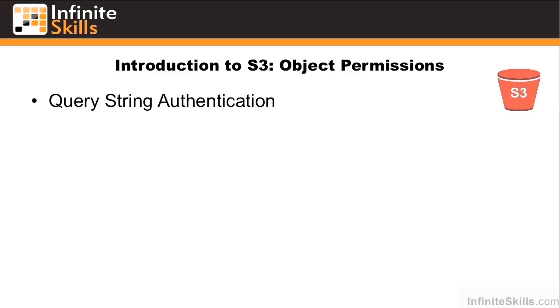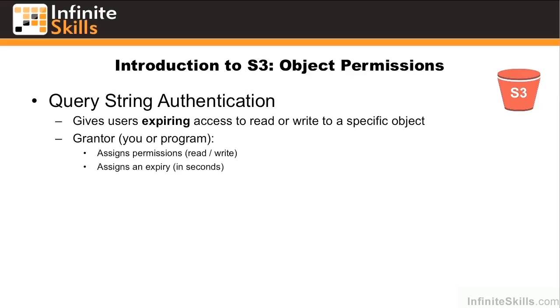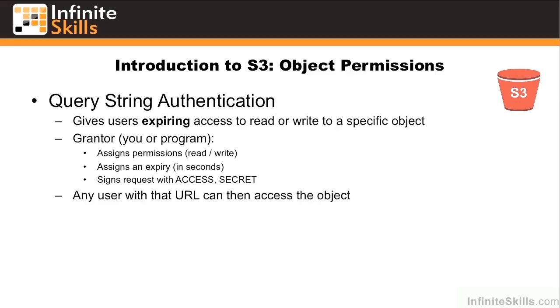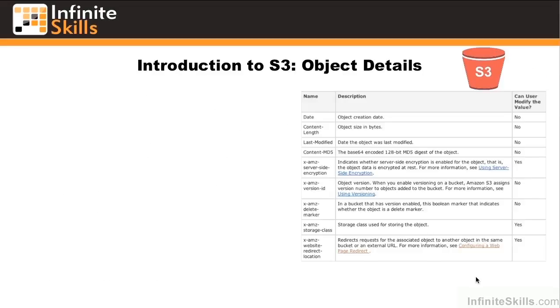The final form of authentication is query string authentication. This gives users expiring access to read or write to a specific object. The grantor, whether that be you or an application, assigns permissions such as read and write and assigns an expiry in seconds. It finally signs the request with access and secret keys. Any user with that URL can then access the signed object with the given permission inside the given expiry time. This is essentially what a signed request looks like. You can see here that we have a signature at the end.